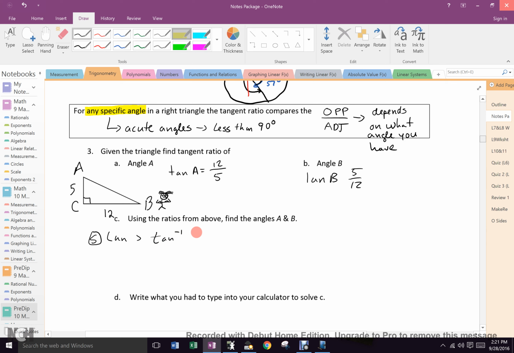Tan -1. That's what I'm going to start writing now instead of shift tan, right? And then in our previous examples, we had a decimal, didn't we? But I don't have a decimal here. I have a fraction, don't I? So how can I punch that into my calculator? I would go tan -1, shift tan, bracket, 12 divided by 5.